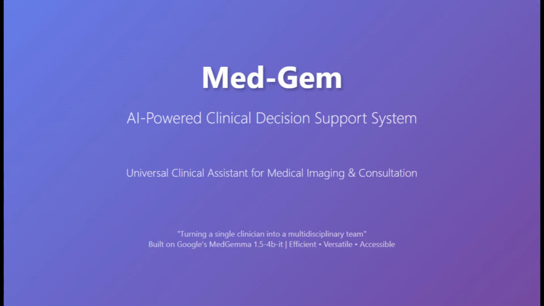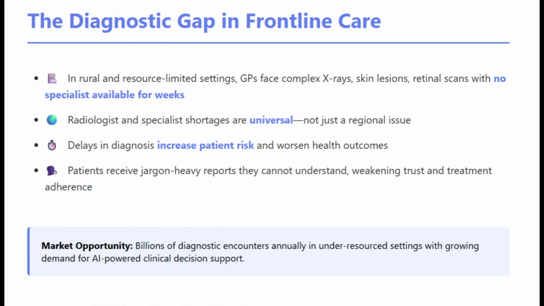In rural healthcare, uncertainty is dangerous. Imagine a GP faces a complex skin lesion, a subtle fracture, or a retinal scan, but the nearest specialist is weeks away. We rely on scarce radiologists, but the shortage is actually universal. We lack specialists everywhere. That's why we built MedGem.